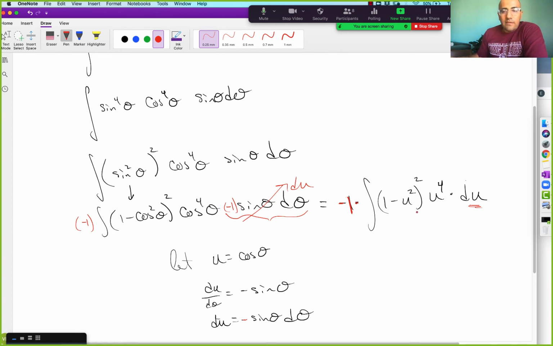All right, well then, even though it looks kind of ugly, this is a really easy one now. We just have to FOIL this out, distribute the u to the 4th power, and then we have a polynomial. And polynomials are easy to integrate, right?